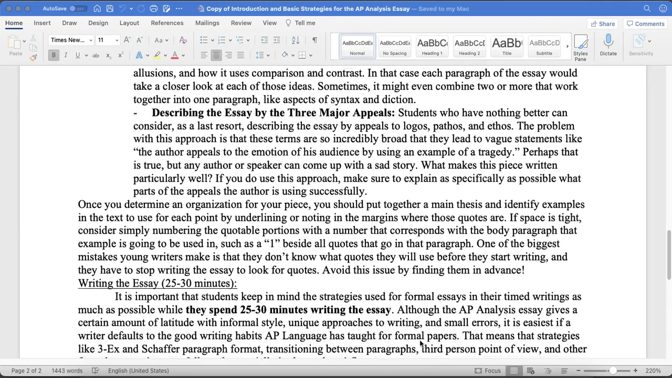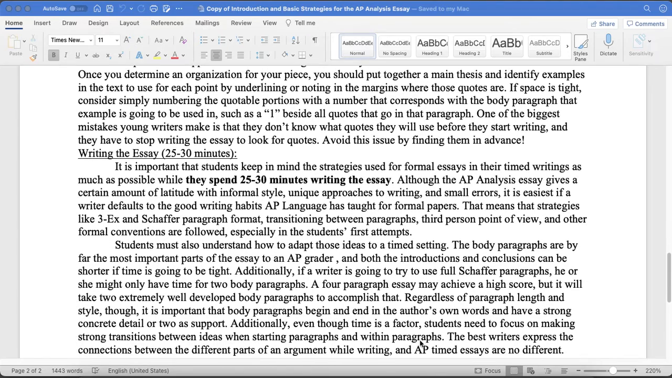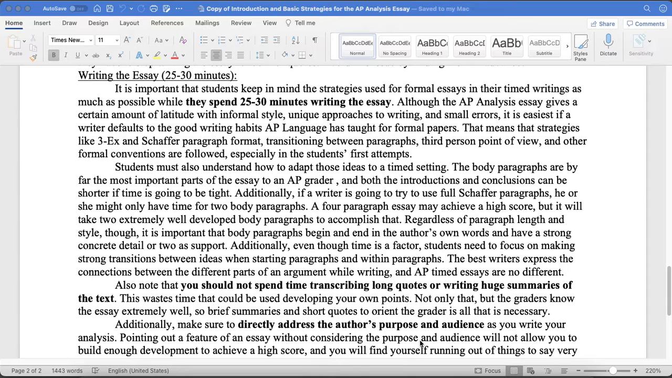Once you determine the organization for the piece, I like to go back through the highlighting and change the colors to color code what examples you're going to use for each paragraph, or write a little 1, 2, or 3 for points 1, 2, or 3 in the margins, so that you've got all your quotes lined up and you don't forget anything that you really wanted to include as you're writing. So with 45 minutes, you've probably spent about 15 to 20 doing all of this. Then it's time to write the essay. And if you really know what you're about to write, 25 to 30 minutes is more than enough time.